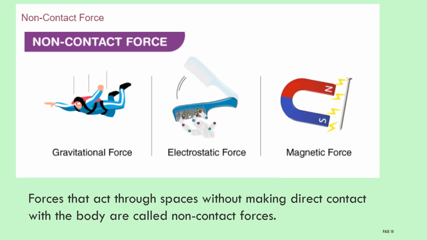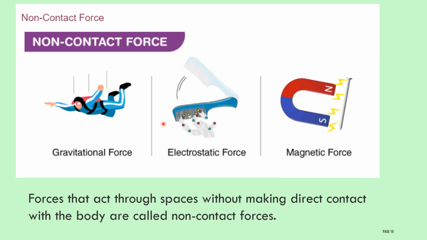Next one, non-contact force. The name itself indicates that when two objects are not in contact, a force will still exist. That force we will call a non-contact force. Forces that act through space without making direct contact with the body are called non-contact forces. For example, gravitational force. Earth is the best example of gravitational force. Because of its gravitational force, Earth attracts every object towards itself. Here also this man is attracted by the Earth because of the gravitational force.